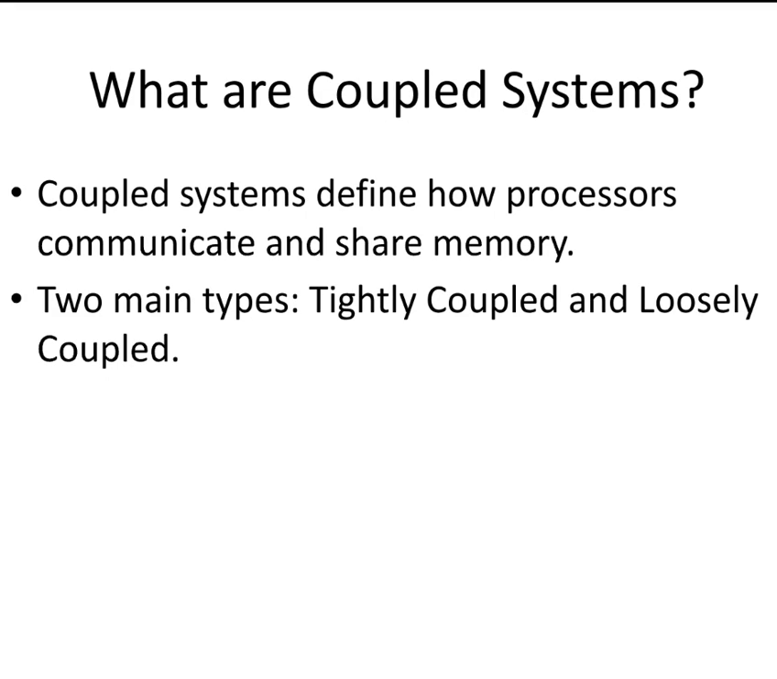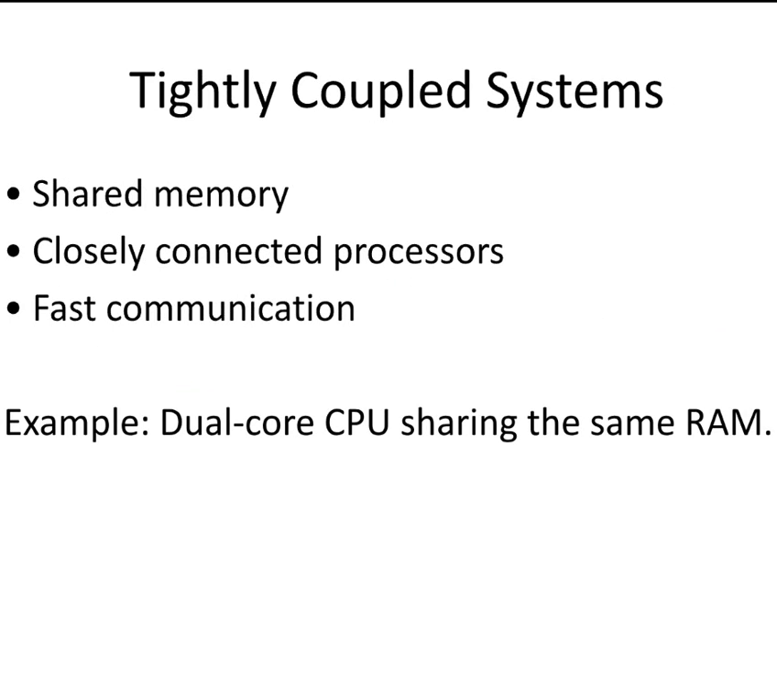So, in a multiprocessor system, coupling refers to how tightly processors are connected and how they share memory and resources. Based on this, we classify the systems as tightly coupled and loosely coupled. Now let us first understand what a tightly coupled system is.